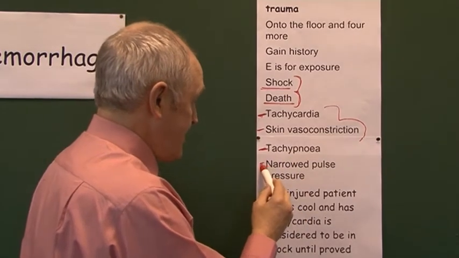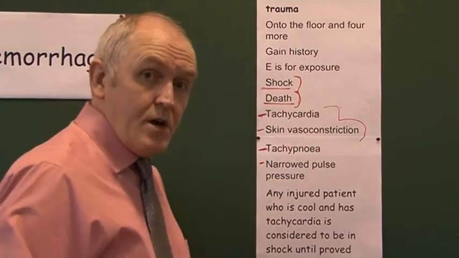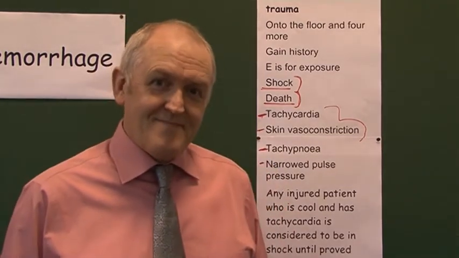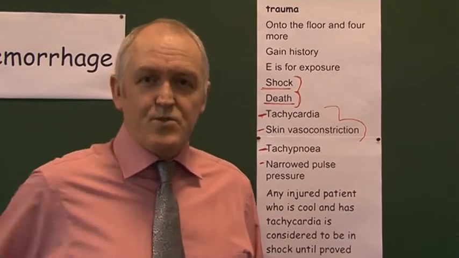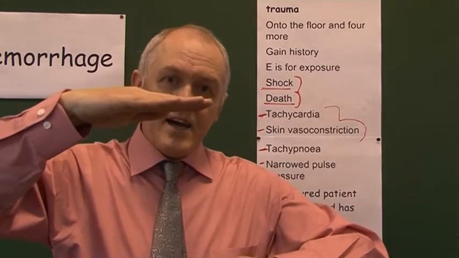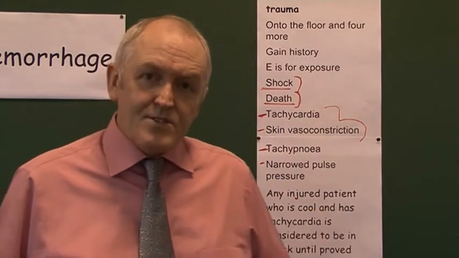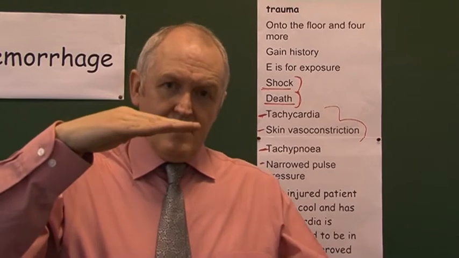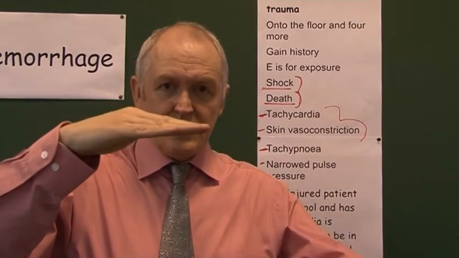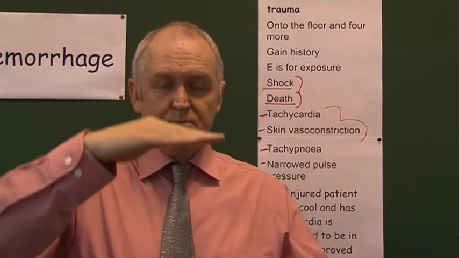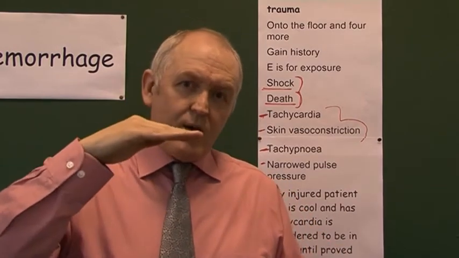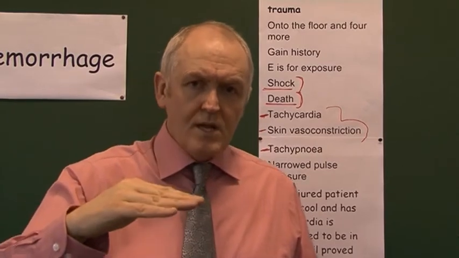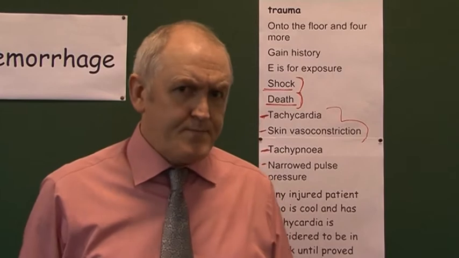And the next one to notice is narrowed pulse pressure. Do you remember what the pulse pressure is? The pulse pressure is the difference between the systolic and the diastolic blood pressure. So if the blood pressure is 120/80, then the pulse pressure between the diastolic pressure and the systolic pressure is going to be 40 millimetres of mercury. Now, in early hemorrhage, before the systolic blood pressure starts to fall, the pulse pressure can be narrowed.